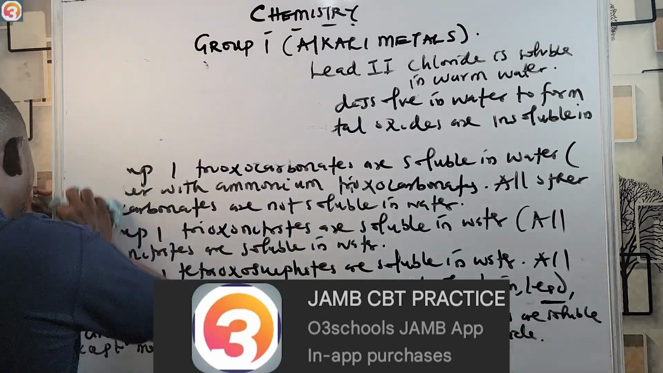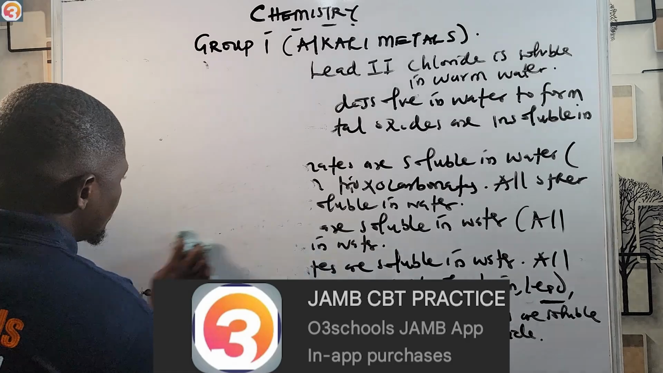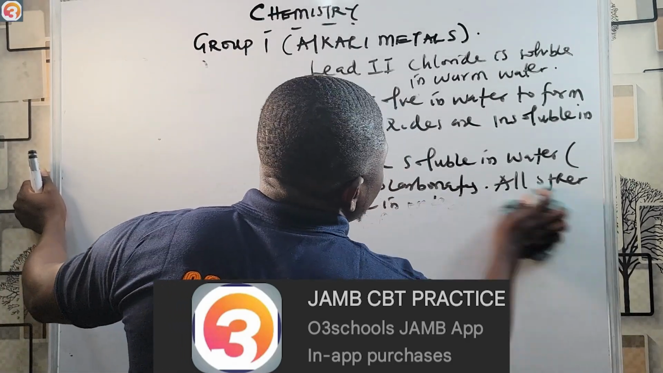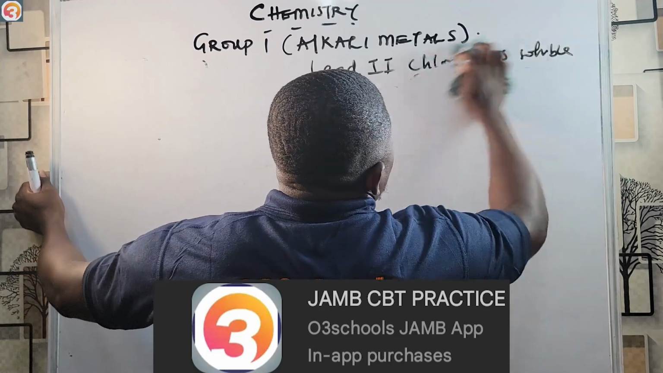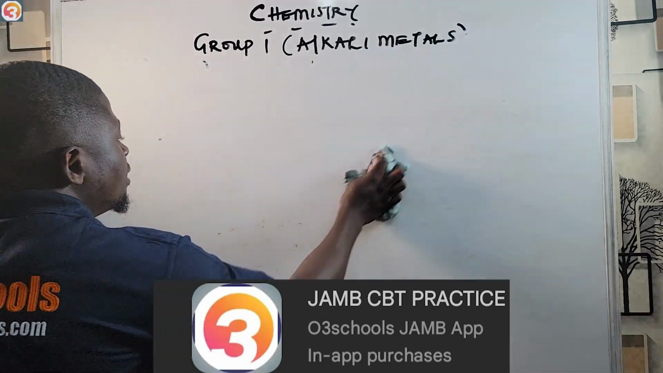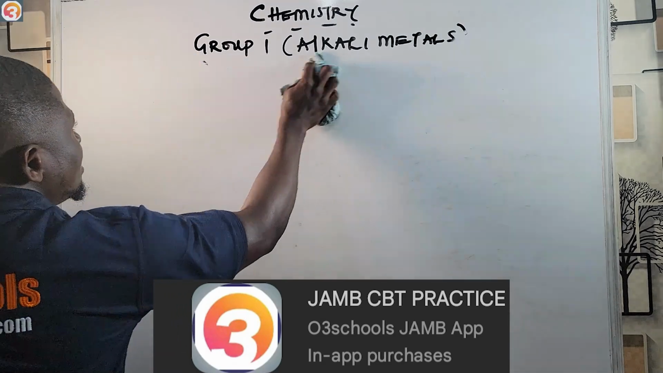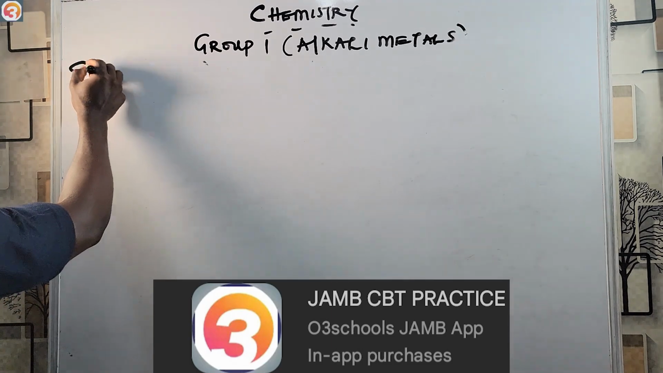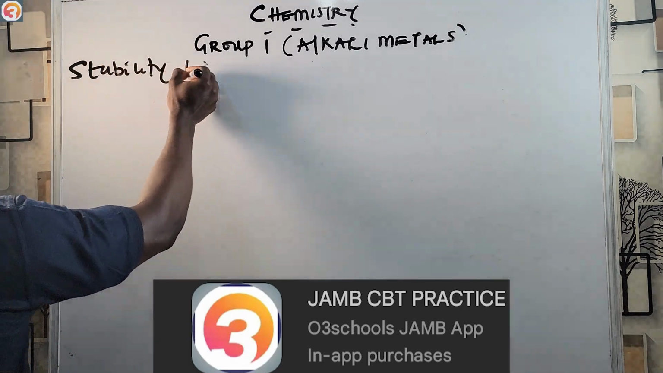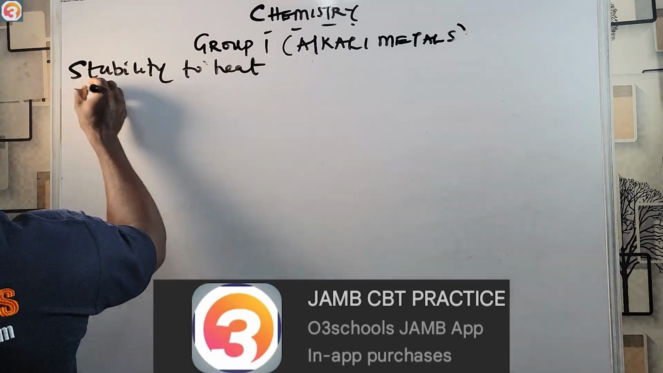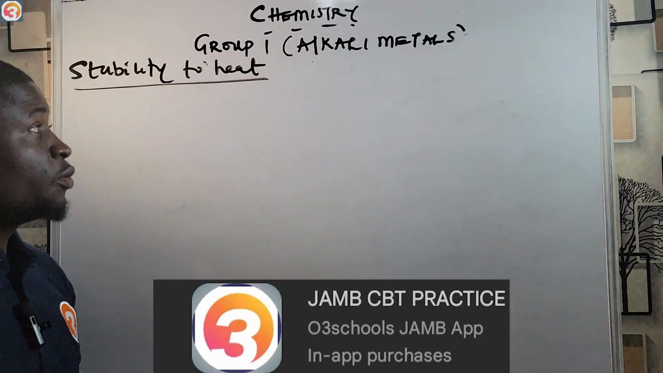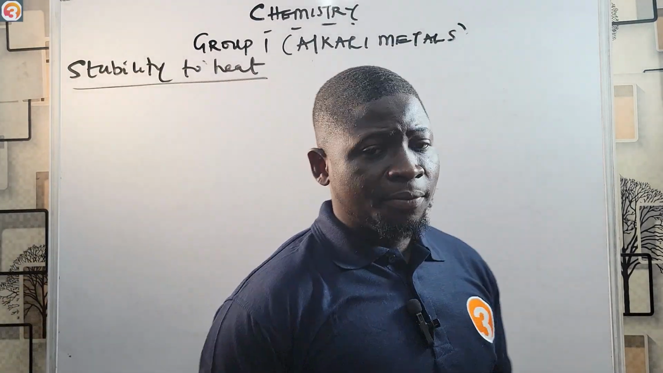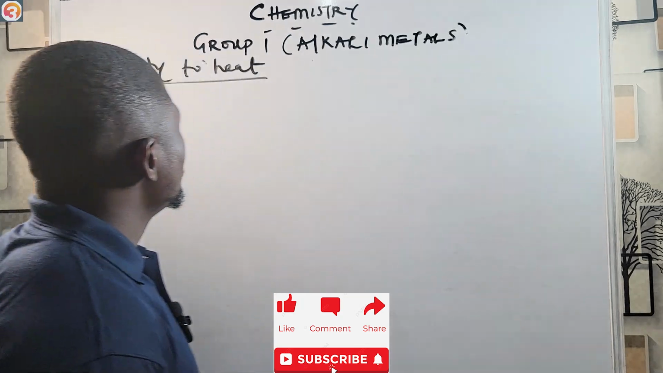Stability to heat, the property of group one metals. How stable are group one elements to heat? How stable are group one metals to heat? So that will take us to stability to heat. Okay, so now I'll talk about stability to heat. I looked at solubility, right? And now we're discussing stability to heat.